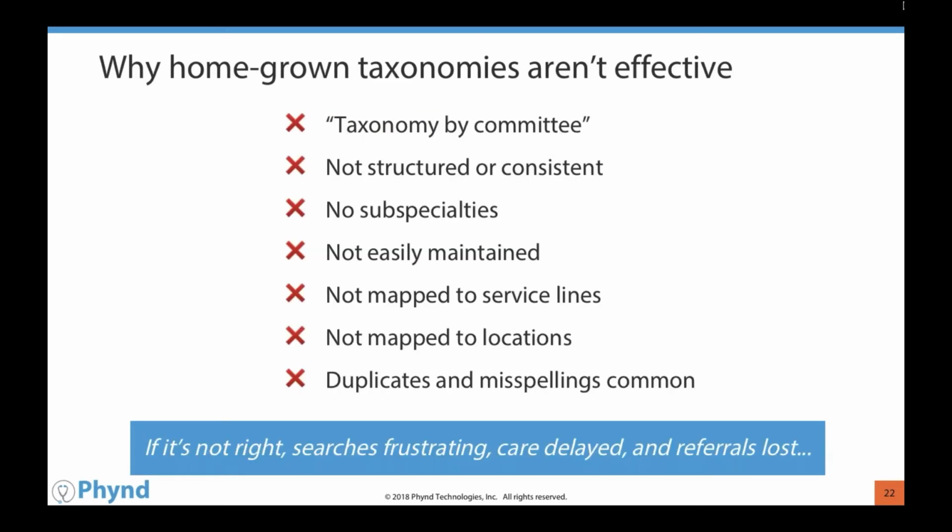So many of you have some sort of tool in your organization like this. It's often homegrown. And just a short blurb on why homegrown taxonomies aren't terribly effective. It tends to be taxonomy by committee. It winds up giving you the list of specialties like we saw in that initial screen. It's not structured or consistent. There are many other problems. I won't go through each one of them, but mapping is a problem. The last one, duplicates and misspellings are often common. And in fact, illogic is even more common.